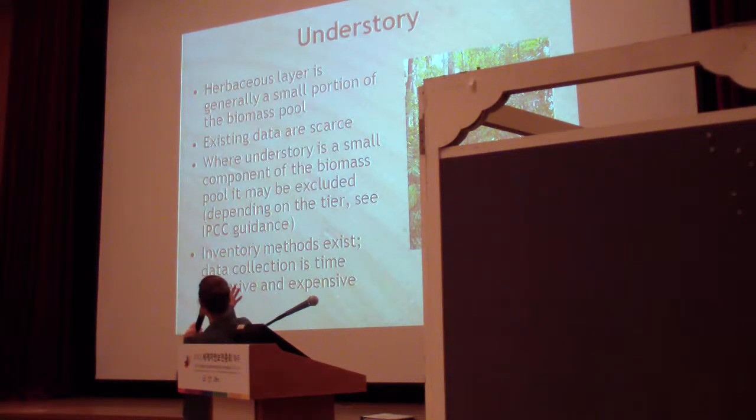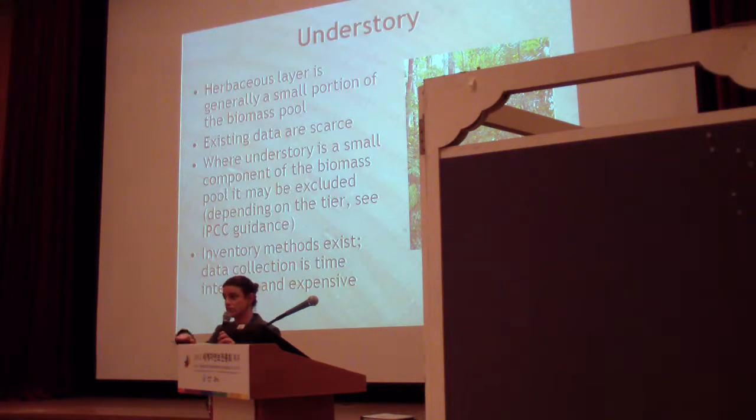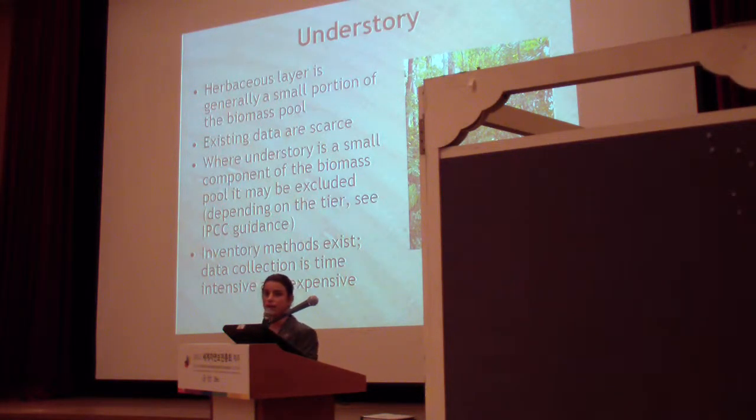So you can see that IPCC says there are tiers, so there's tier 1, 2, and 3, from the basic to the most detailed. So in the United States, since we have the resources, we're in tier 3 most of the time, and you can mix tiers for pools. So depending on the tier, you may be able to omit that understory. And again, that's for country level.